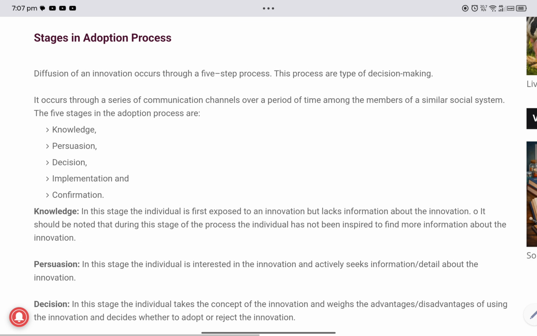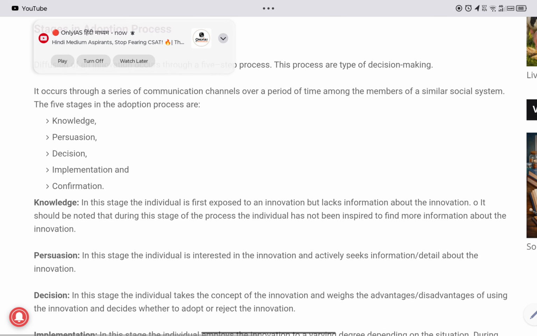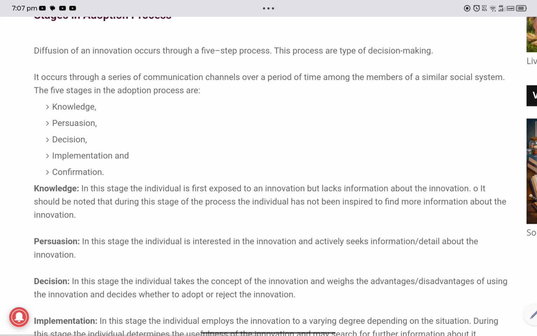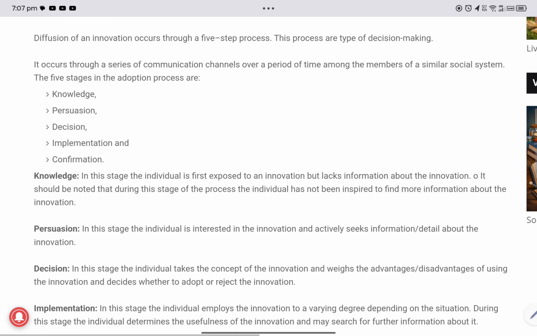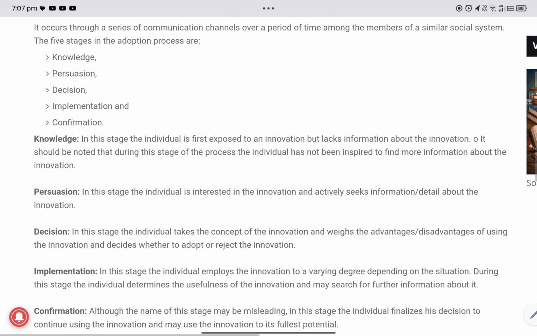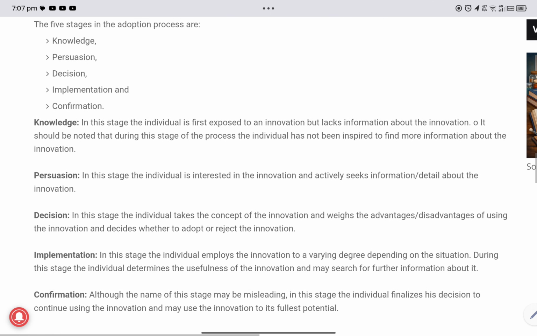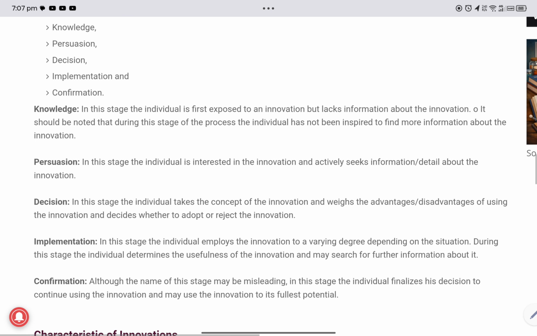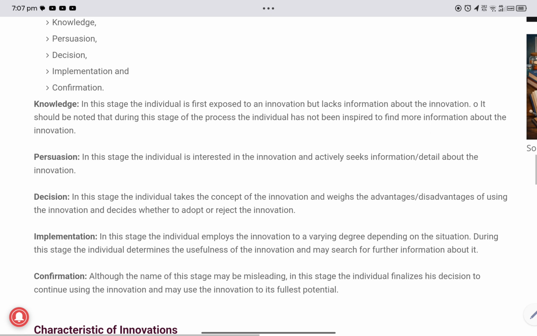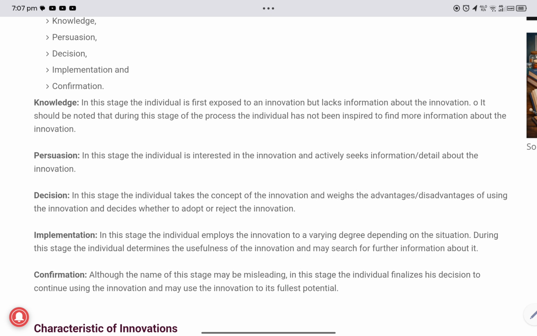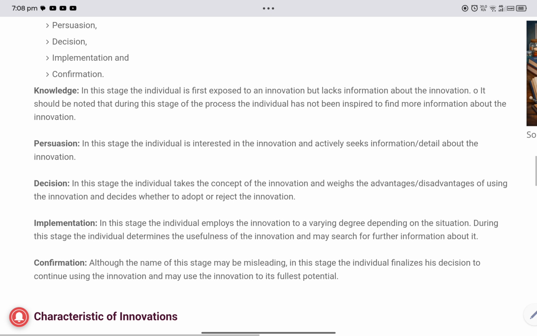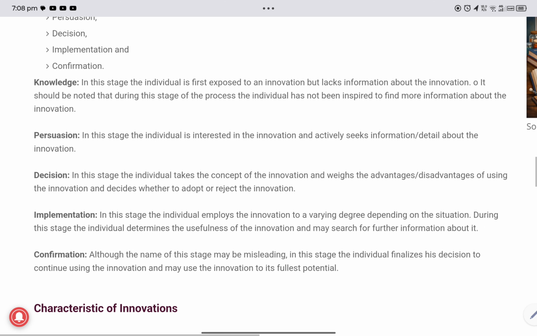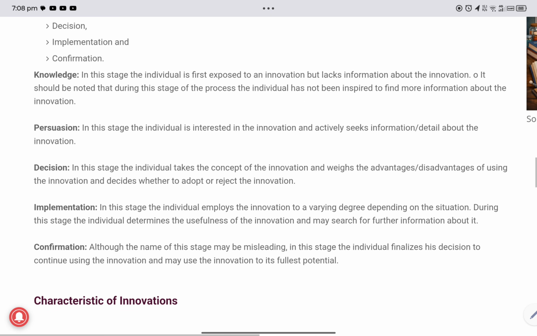The five stages in the adoption process are knowledge, persuasion, decision, implementation, and confirmation. Knowledge. This is the stage in which the individual is first exposed to an innovation but lacks information about the innovation. It should be noted that during this stage of the process, the individual has not been inspired to find more information about the innovation.